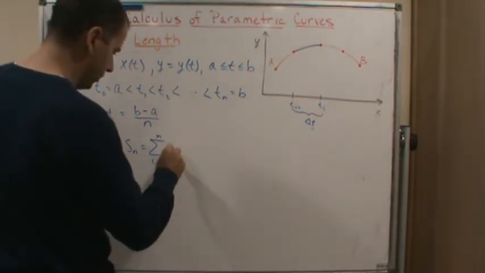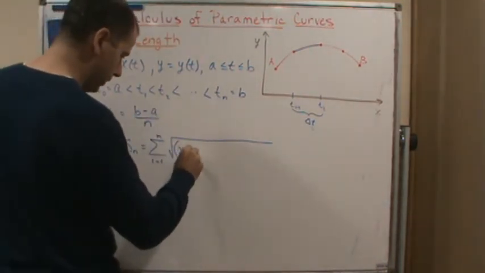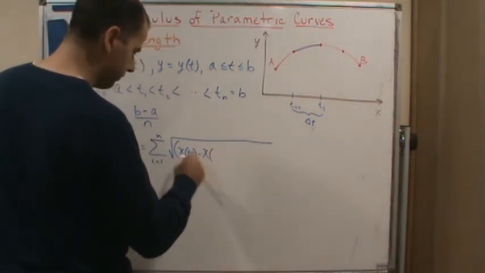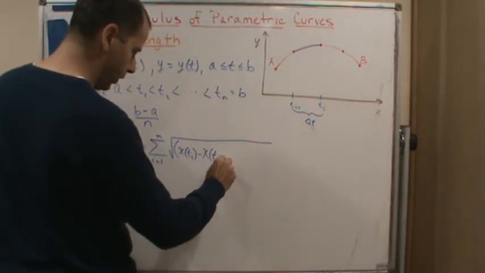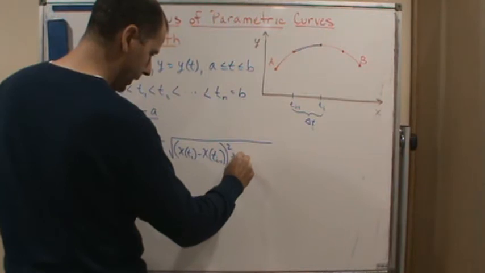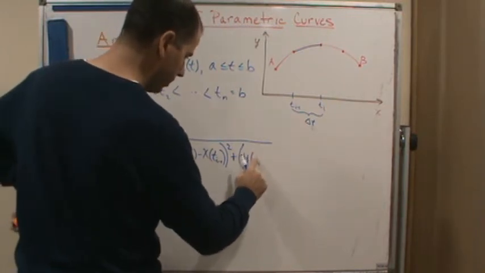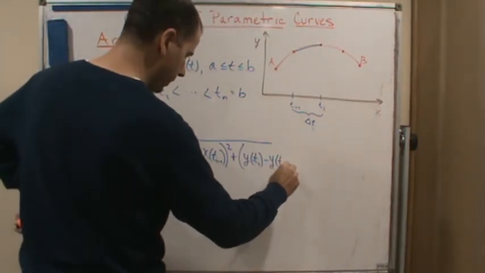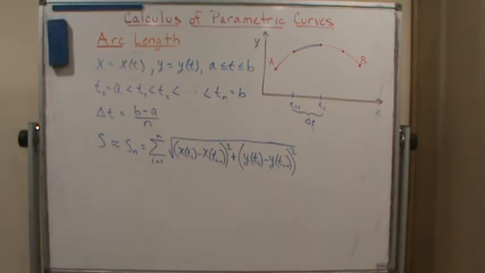And so this is going to be equal to x of t sub i minus x of t sub i minus 1, quantity squared, plus y of t sub i minus y of t sub i minus 1, quantity squared. So that's our summation.